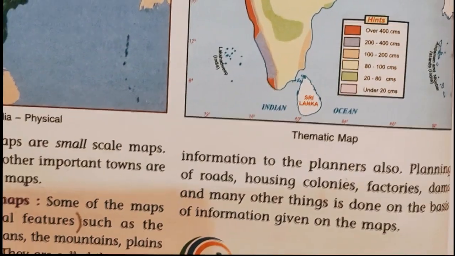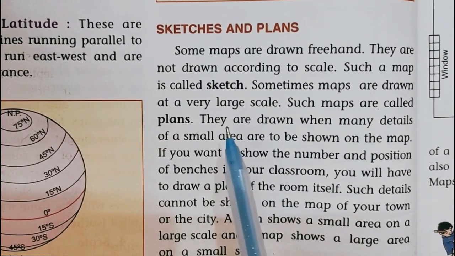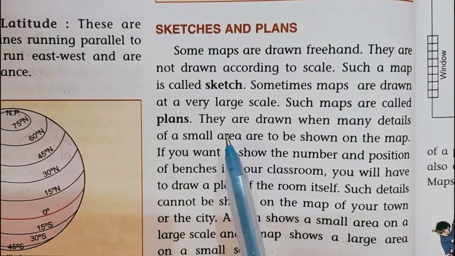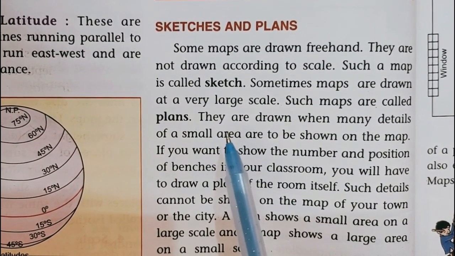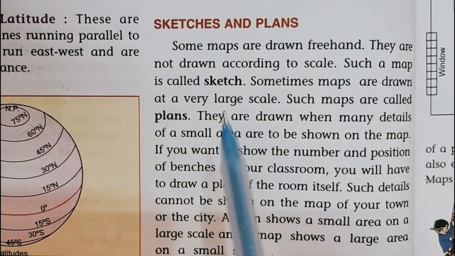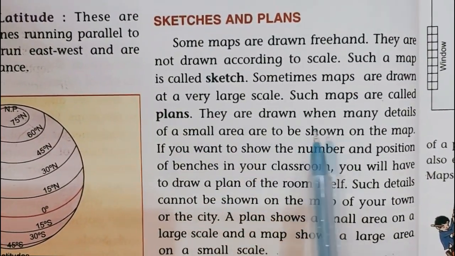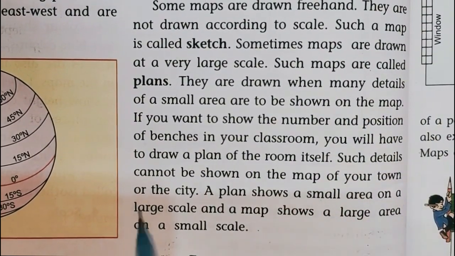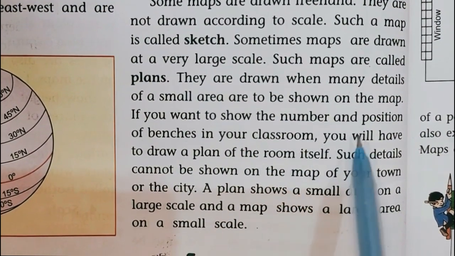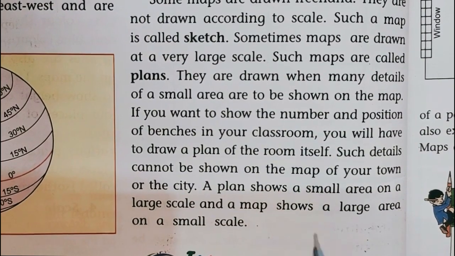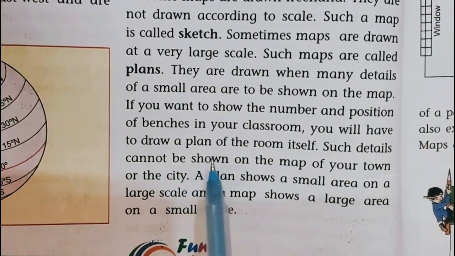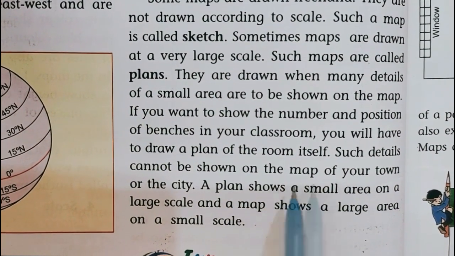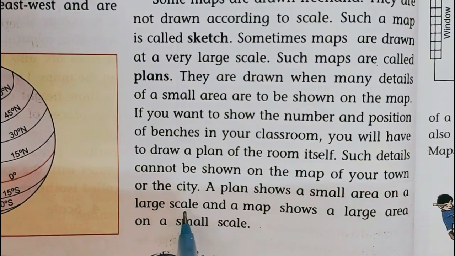Now students, yesterday we discussed the definition of plans and sketches. So today let's read about it from the book. Sketches and plans are drawn when many details of a small area are to be shown on the map. If you want to show the number and positions of benches in your classroom, you will have to draw a plan of the room itself. Such details cannot be shown on the map of your town or the city.